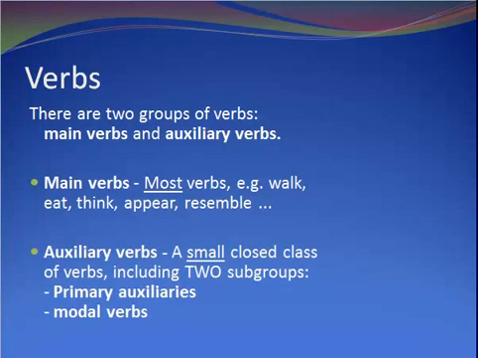The other group of verbs is a very small closed class of verbs, and they're called auxiliary verbs. Auxiliary verbs, the word auxiliary indicates that they're helping verbs. They help to give a particular meaning to the sentence, and next week we'll talk about auxiliary verbs in a lot more detail. They include two subgroups, what are called primary auxiliaries and modal verbs, but we'll come back to them.